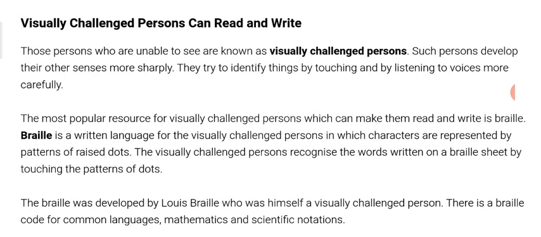So this is one of the traits of visually challenged persons, and this trait is being used to let them read. Braille was developed by Louis Braille, who was himself a visually challenged person. There is a Braille code for common languages, mathematics, and scientific notations.